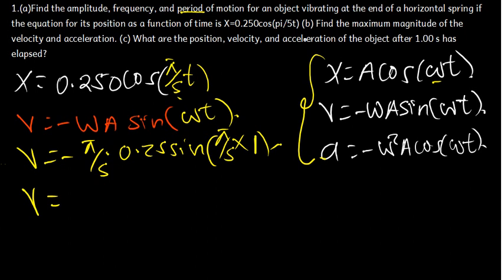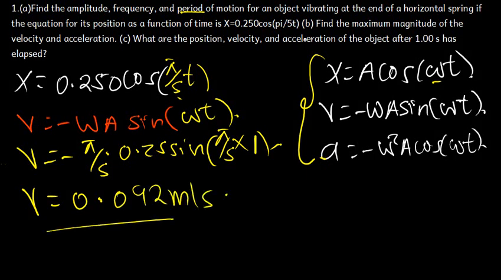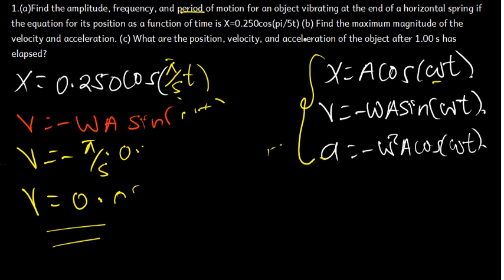pi divided by 5 times 0.25. So the answer I'm getting, then I say times sine, and inside there we have pi over 5 times 1. So I'm getting my velocity as 0.092 meters per second. Okay, that is our velocity. Let's go to acceleration.